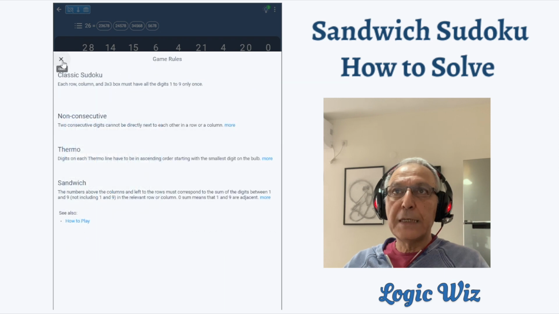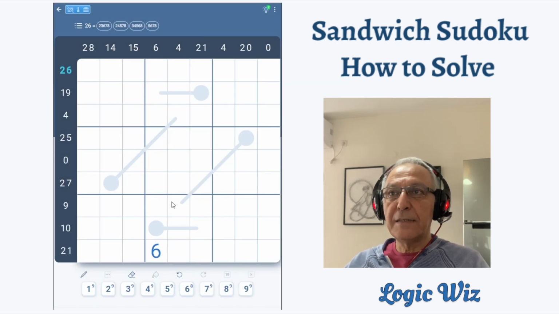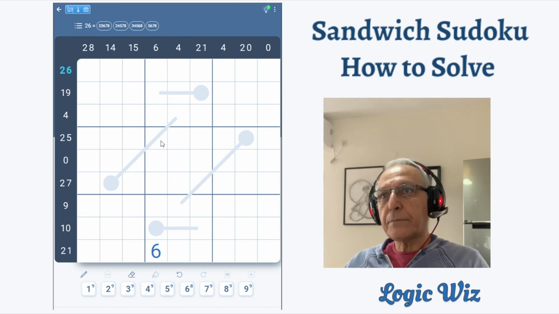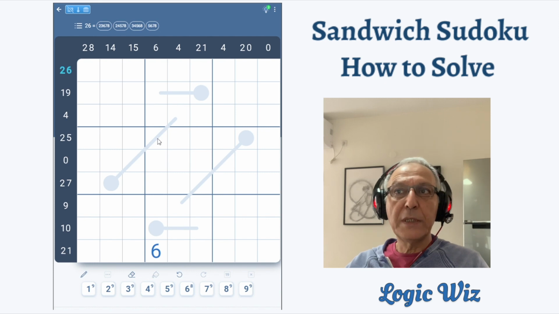So let's get to it. My first order of business when I see a sandwich variant is to determine where 1 and 9 cannot be on the board, and I'm doing it either by looking at variants which restrict the appearance of 1 and 9, or looking at the larger sums, where I know that there are some locations in the middle that cannot have the 1 and 9.